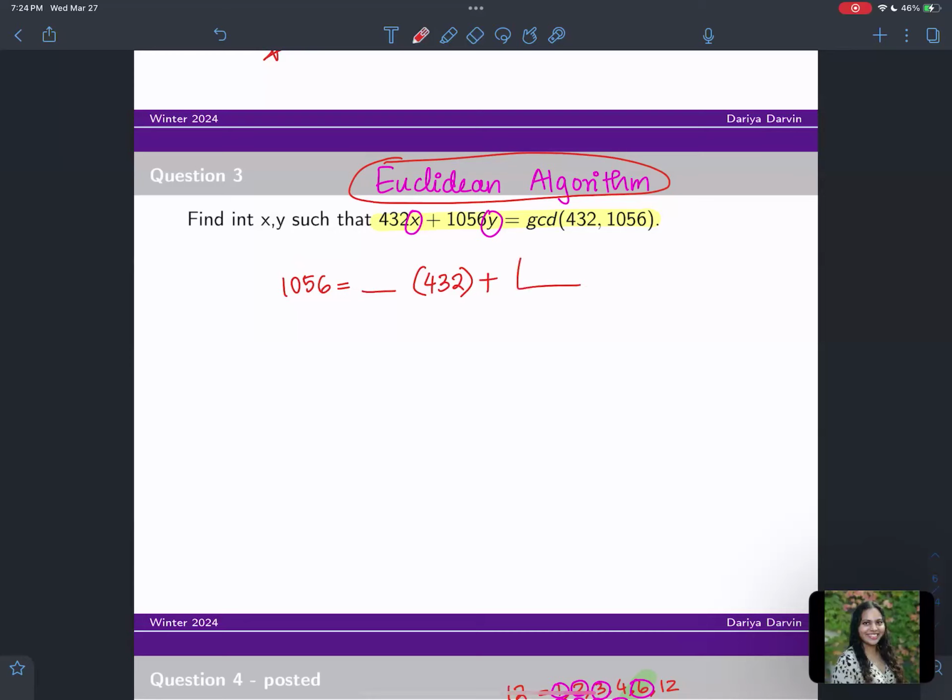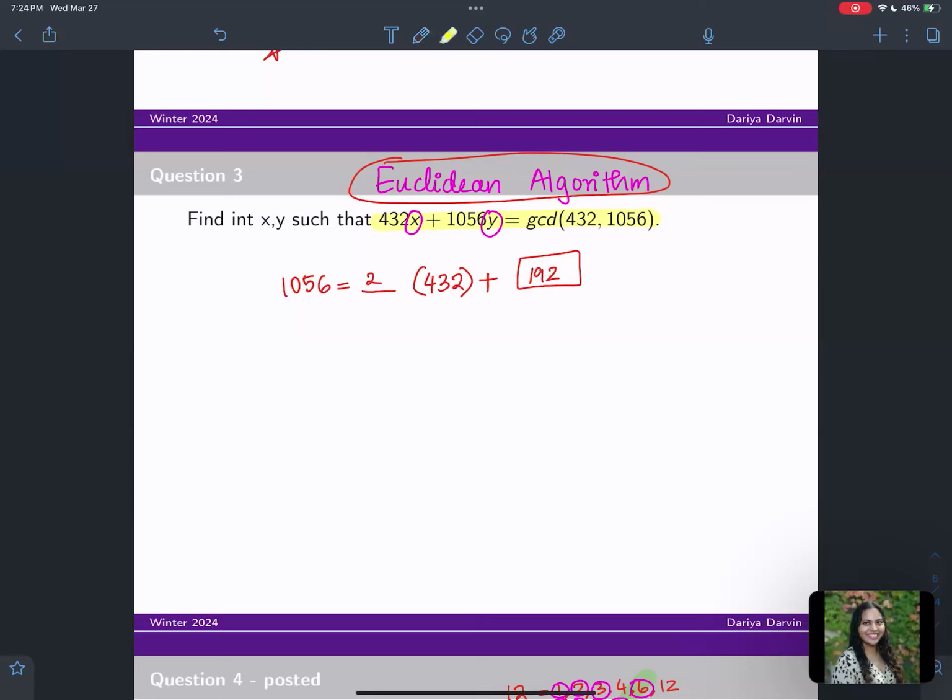So what's the quotient and the remainder when you have the 1056 and 432? Find out and let me know. Oh, wow, you guys are quick, eh? And what's the quotient? How do you get the remainder before the quotient? Okay.